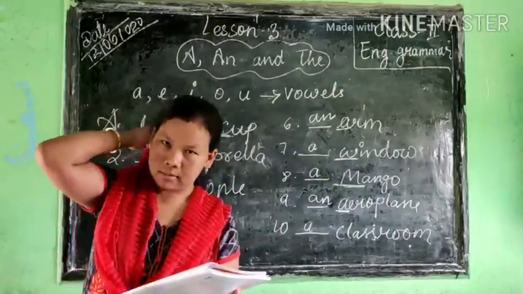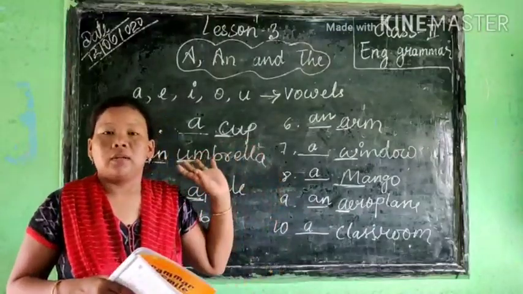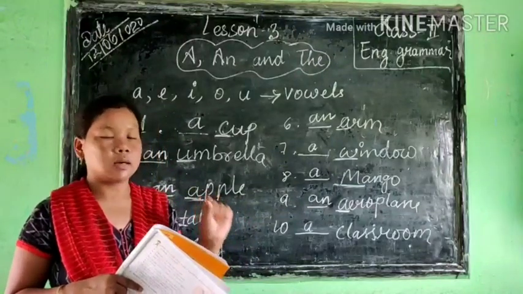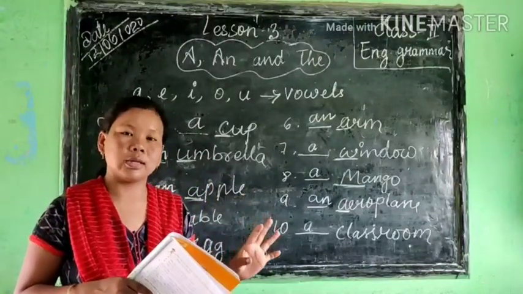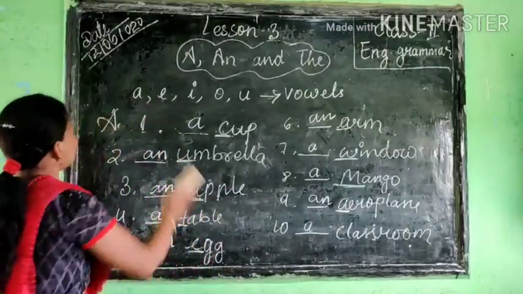Understood? समझ में आ गया? What do we have to do? Yes. If it is a vowel, we have to use A, N there. If it is a consonant, not a vowel, then we have to use only N there. Okay? So now next.